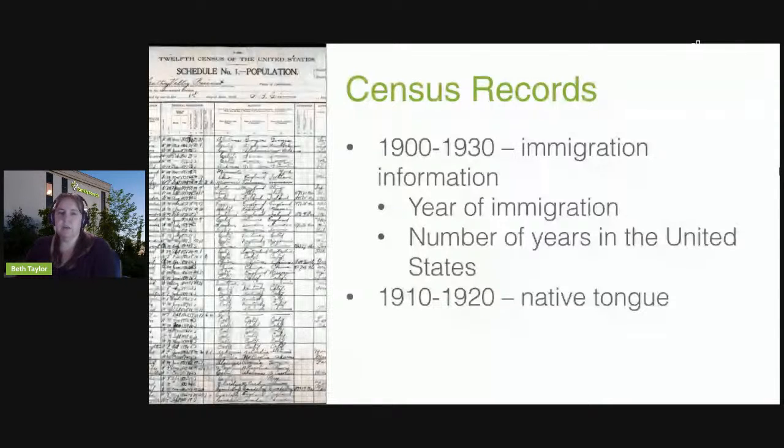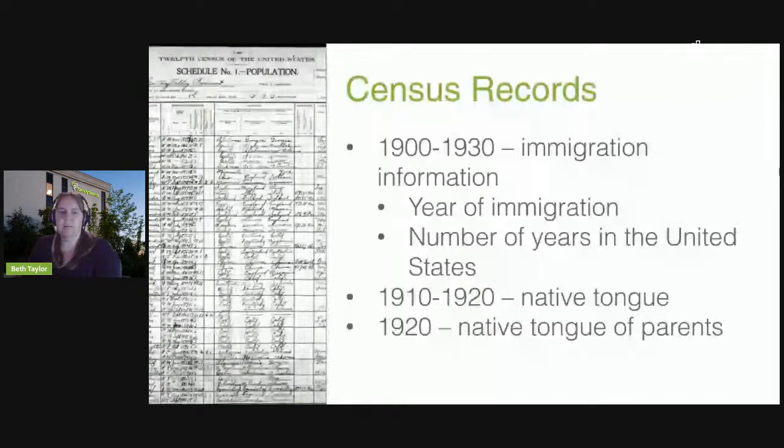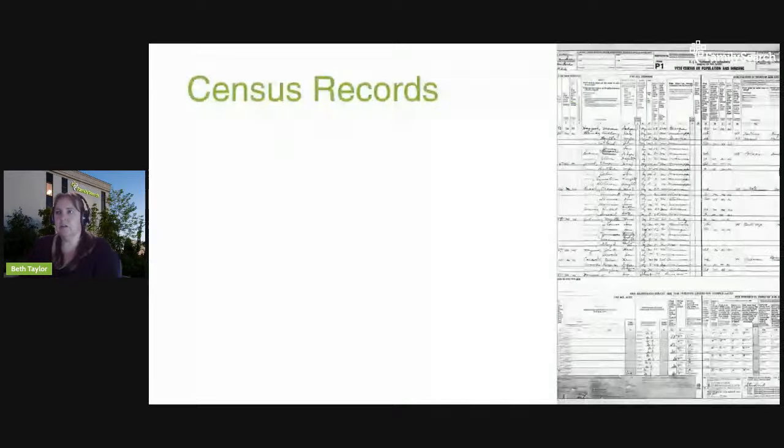Now, this can be really valuable, especially if your ancestor came from that area of Eastern Europe that's constantly changing hands. So it might be that it says your ancestors are from Austria, but then it might actually indicate that the native tongue is something like Bohemian, Bohemian being, I believe, modern day Czech. So they're saying Austria because it was part of the Austro-Hungarian Empire, but the native tongue is going to help you narrow down within the Austro-Hungarian Empire where your ancestor is actually from. 1920 actually asked for the native tongue of the parents in case that's different from the respondent's native tongue.